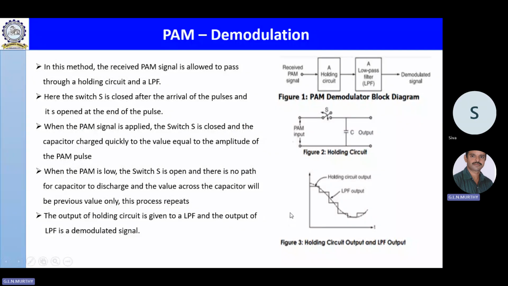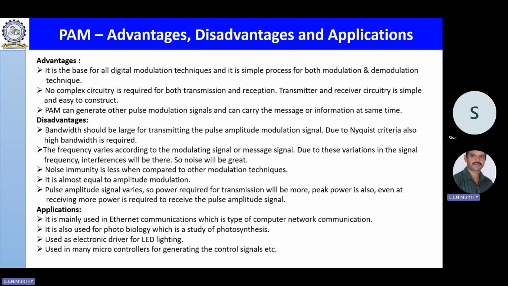Right? So what are the individual roles? The holding circuit converts the incoming flat top sampled PAM signal into a staircase waveform. We know the meaning of a staircase, like this: taken, maintained. And the low pass filter, by properly choosing the time constant, converts it into a message signal, which is the demodulated signal. The output of the low pass filter is a demodulated signal. This is how we demodulate a PAM signal.